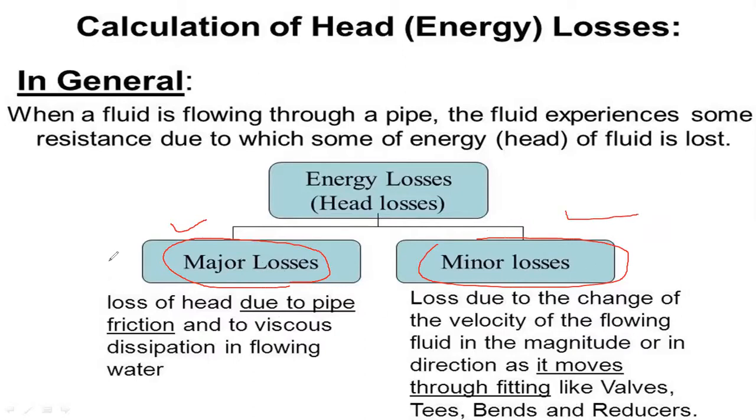The major losses are mainly caused by the loss of head due to pipe friction and the viscous effect of the flowing liquid. One is the loss of head due to pipe friction. Another is the viscosity. This is the main reason for the major losses.